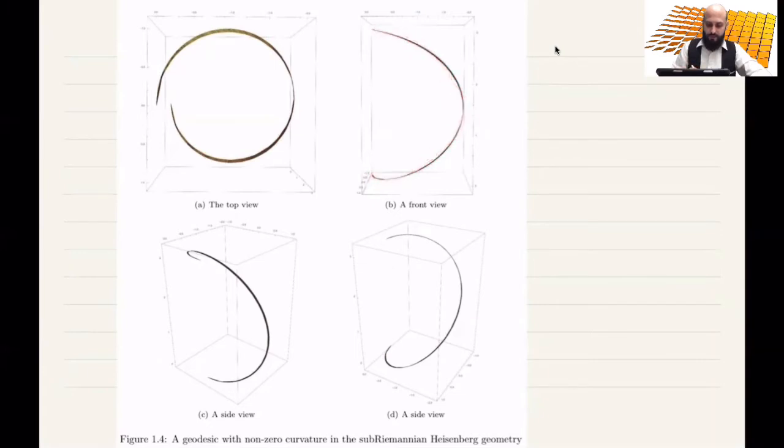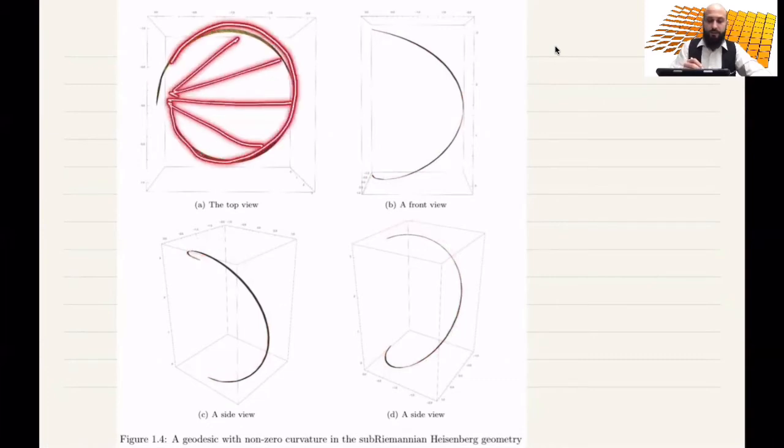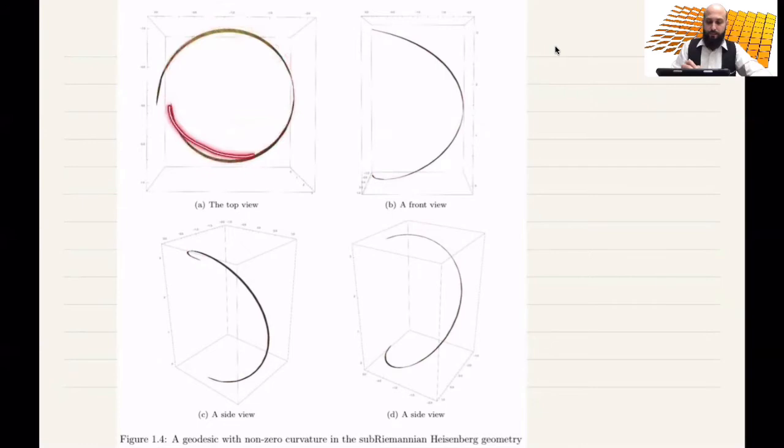So these are curves that are not a spiral, because you see the height does not grow linearly. The area does not grow linearly in the time of length of this curve. But this is more or less the behavior. So this is a picture for a geodesic in the subRiemannian Heisenberg group.